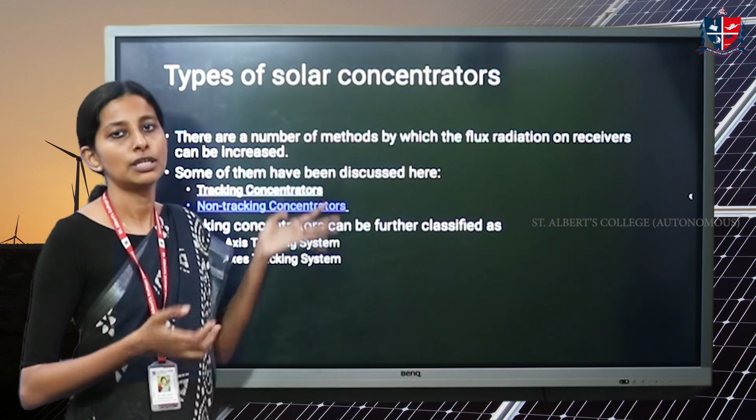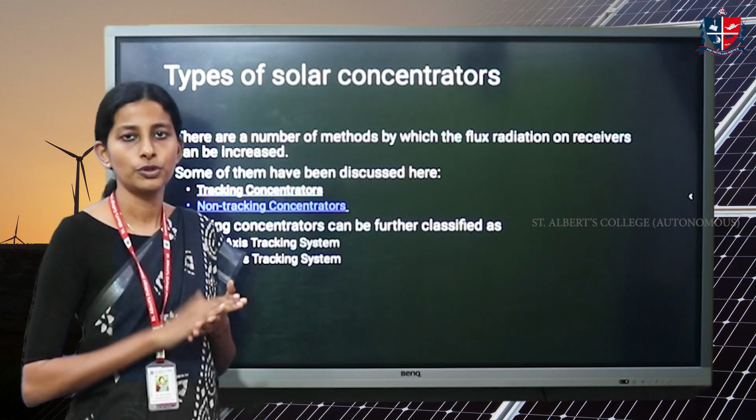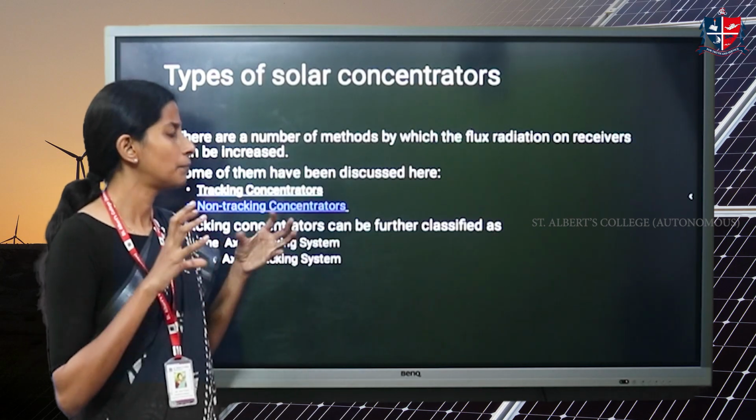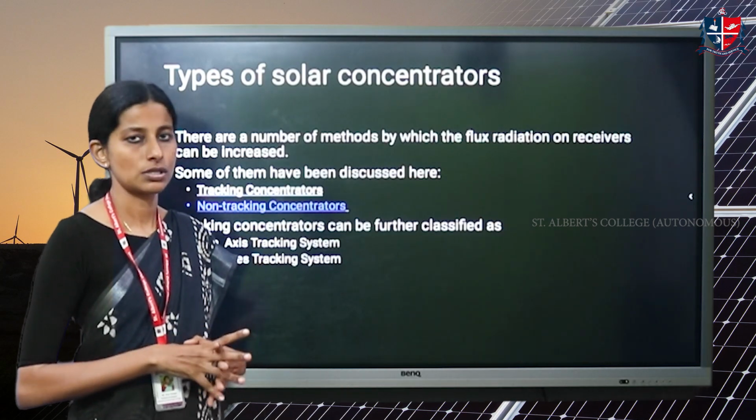Then we have thermal efficiency. It is output by input. Q by I is equal to eta. Then we'll just delve into the basic classification of a solar concentrator.